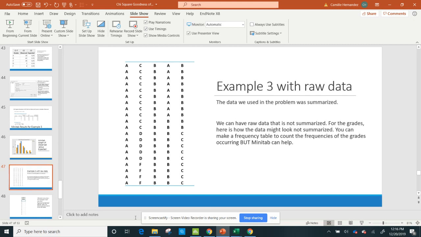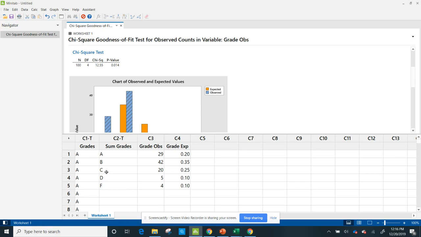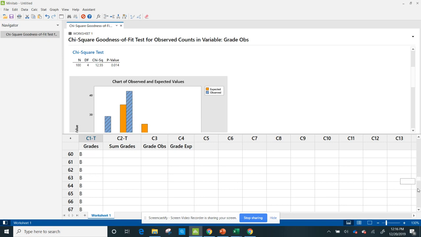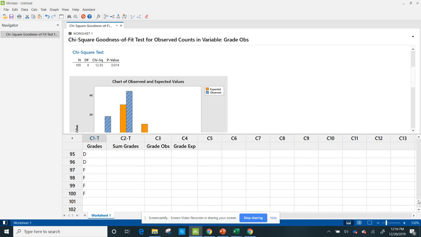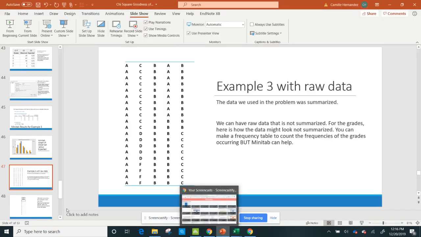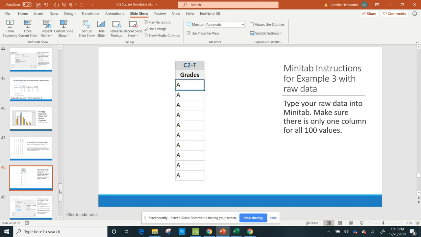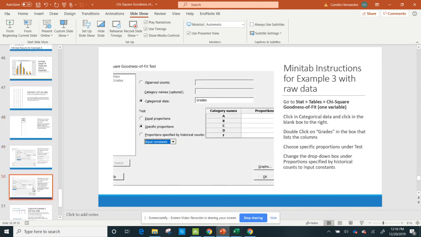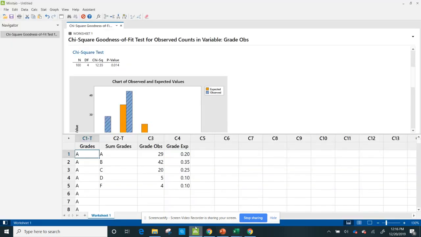So I'm going to go back to Minitab and look. In my first column, if I scroll down, I have all the grades that haven't been summarized. It's just the raw data. It's easy to do in Minitab. And again, if I go to the PowerPoint, I walk you through how to do this. Okay, so let's do it. I'm going to show you how to do it. I'm going to go back to Minitab.